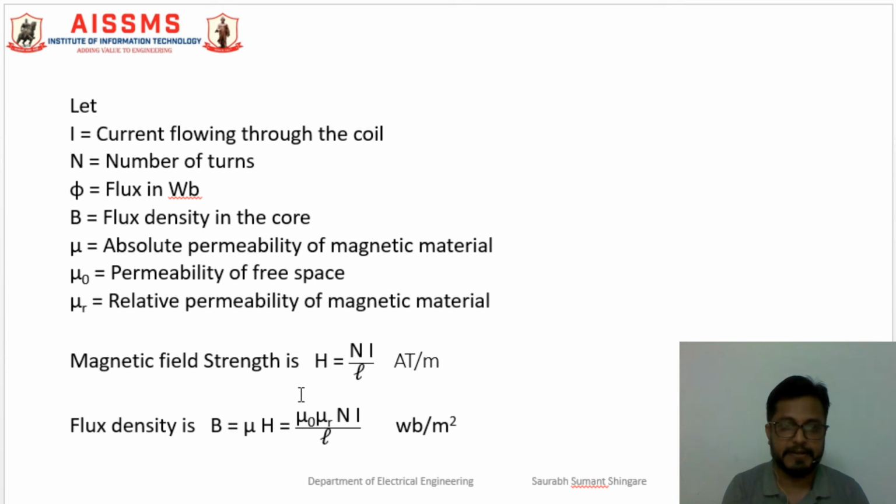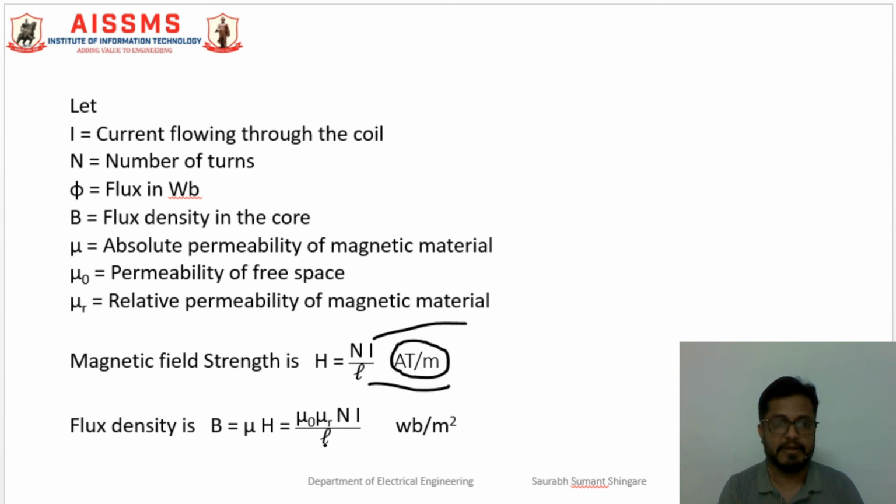Now magnetic field strength of this simple series magnetic circuit H is equal to Ni divided by L. Here Ni is nothing but MMF and L is the mean length of the core, and the unit of magnetic field strength is ampere turns per meter. Now flux density capital B is the product of absolute permeability and magnetic field strength H. So it is equal to mu 0 mu r into N into I divided by L, Weber per meter square.